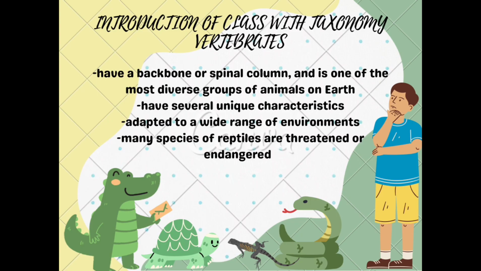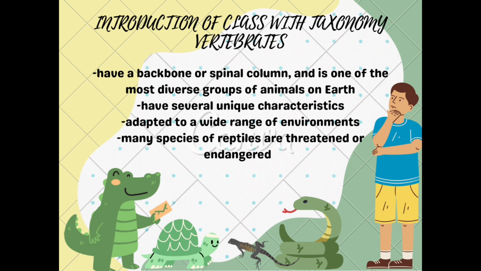The class of vertebrates includes animals that have a backbone or spinal column, and is one of the most diverse groups of animals on Earth. Reptiles are one of the five main classes of vertebrates, along with fish, amphibians, birds, and mammals. Reptiles have several unique characteristics that distinguish them from the other vertebrates.